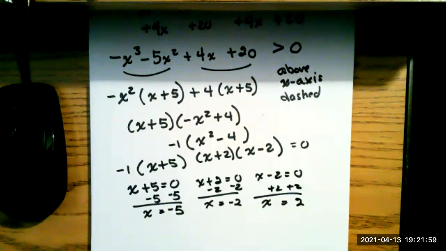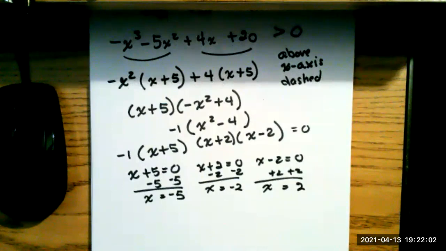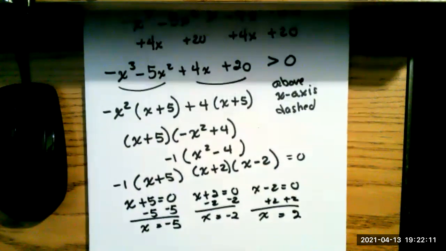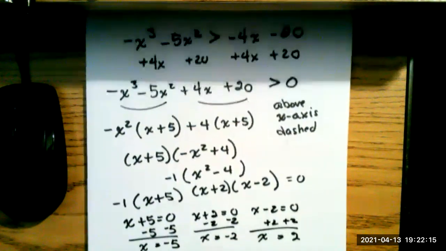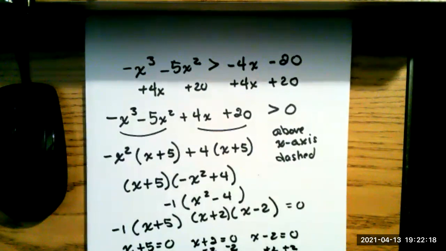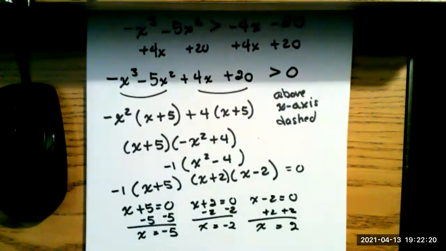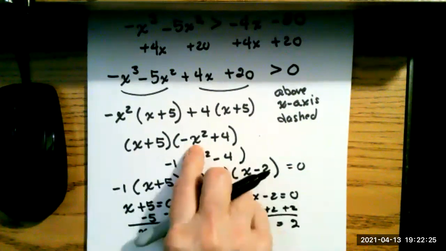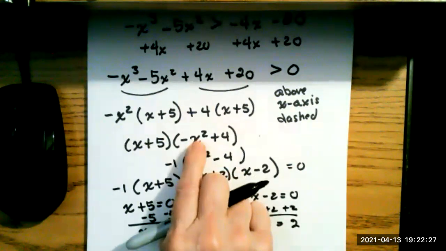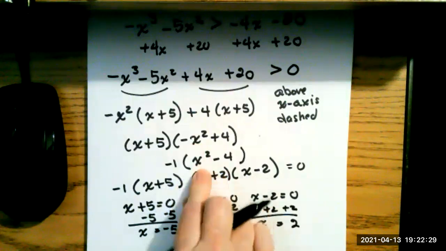I got a question. Yes, ma'am. I was writing them down and you write pretty fast. That's okay. So I had a question. Okay. Right when you factored, right there where it says x in parentheses, x plus 5, parentheses, negative x to the second plus 4, okay, right under that, why did we multiply that by negative 1?